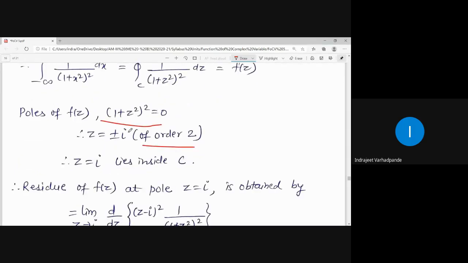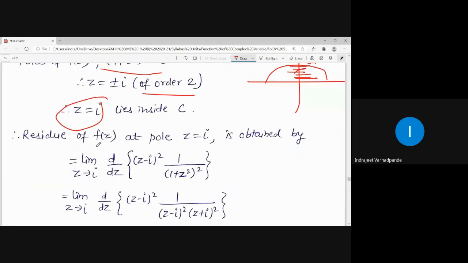So z is equal to plus minus i, but we only have to take the poles in the upper half plane, so plus i will come, because we have the semicircle and poles are to be considered only in the upper half plane. So 0, 1 will lie somewhere here. Fine. So 0, minus 1 we will not be considering because it lies below. The pole is not simple. Residue at pole z equal to i of order 2.